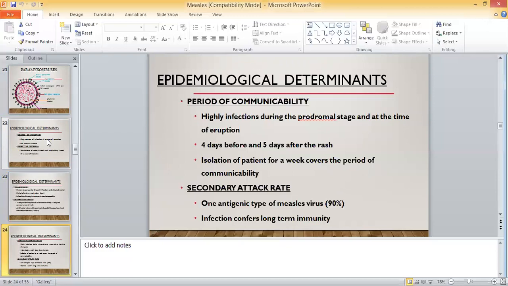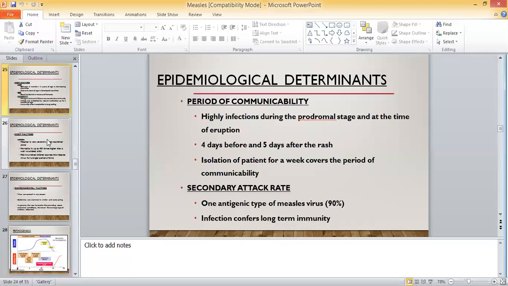Epidemiological determinants: period of communicability. Infectivity is highest during the prodromal stage and the time of eruption, from 4 days prior to 5 days after the rash. Isolation of the patient for a week covers the period of communicability. So when any person is diagnosed with measles, he or she is isolated so that it cannot be transmitted to other non-infected persons. The secondary attack rate is 90%. Infection confers long-term, lifelong immunity.